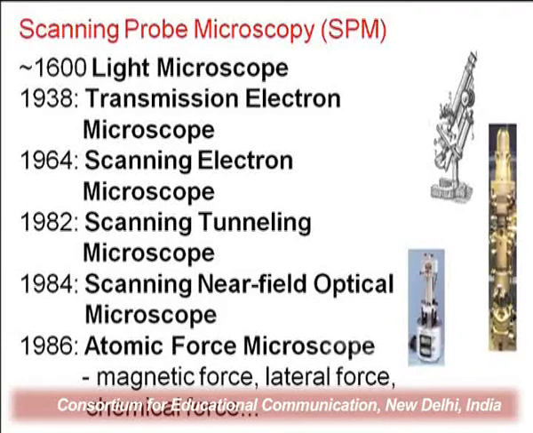The scanning near field optical microscope is another method for scanning the surface of the prepared material. And in 1986, the atomic force microscope was discovered, which provides magnetic force, lateral force, and chemical forces. So scanning probe microscopy plays a very important role in the characterization of nanomaterials. Basically, in scanning electron microscopy, we use electrons to scan the surface.